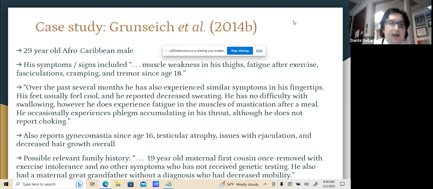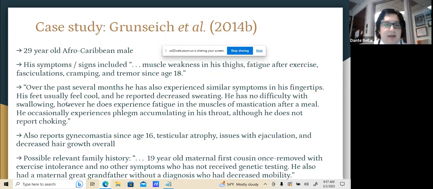So this is a 29-year-old Afro-Caribbean male who had symptoms and signs including muscle weakness in his thighs, fatigue after exercise, fasciculations, cramping, and tremor since the age of 18. Over the past several months, he has also experienced similar symptoms in his fingertips. His feet usually feel cool, and he reported decreased sweating. Swallowing wasn't a difficulty, but he noticed some phlegm accumulating in his throat.